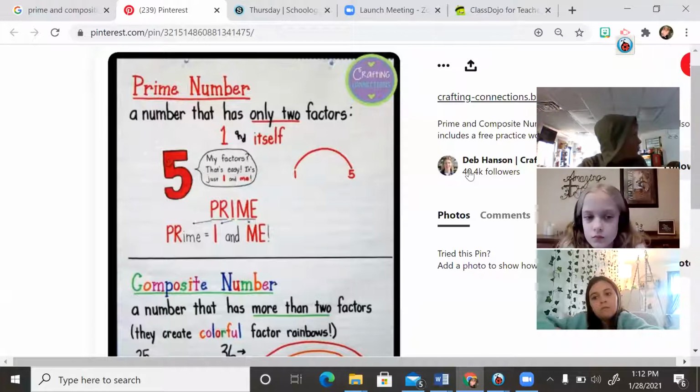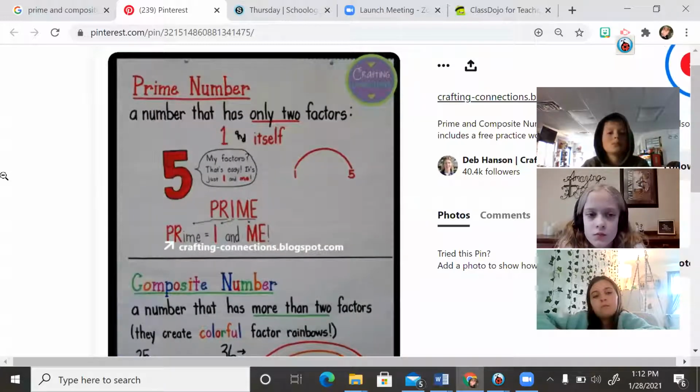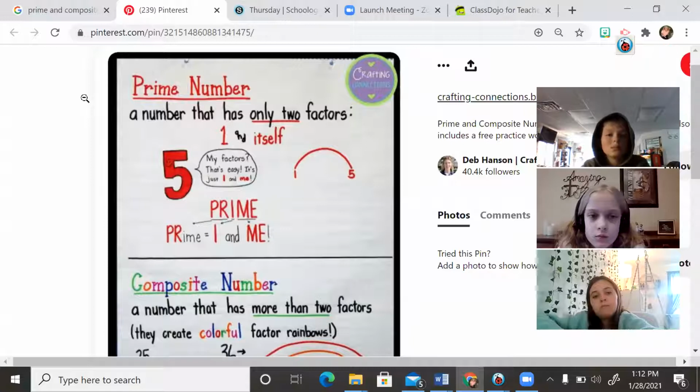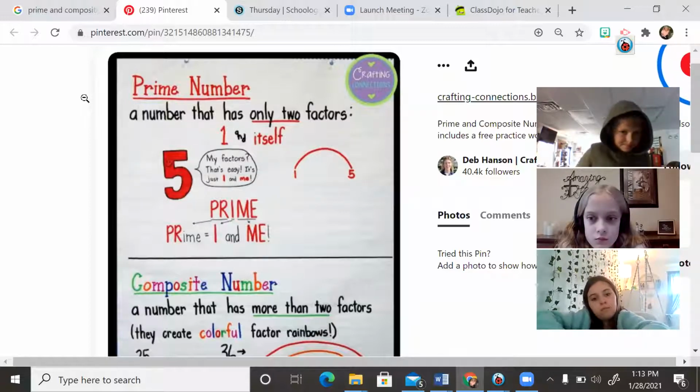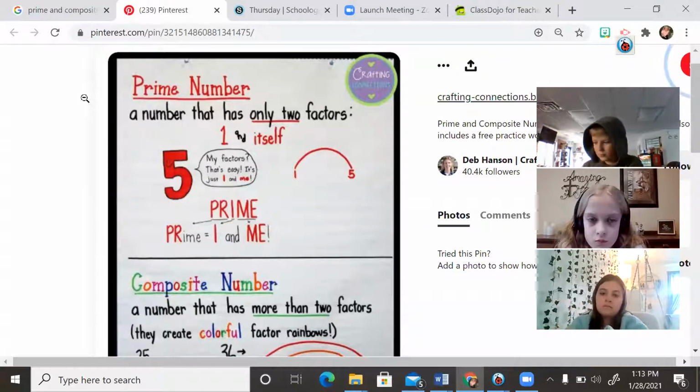So if you look at the number 5, look at his little speech bubble. My factors, that's easy. It's just 1 and me. So if you look at the word prime, you see where we have a letter I and then ME. So hopefully that's a little trick to help you remember that prime means the only factors are 1 and itself. So when you look at the number 5, the only thing that you can multiply to get 5 is 1 times 5, or the turnaround fact, 5 times 1. So our rainbow is very boring, just one stripe of color, because its only factors are 1 and itself.